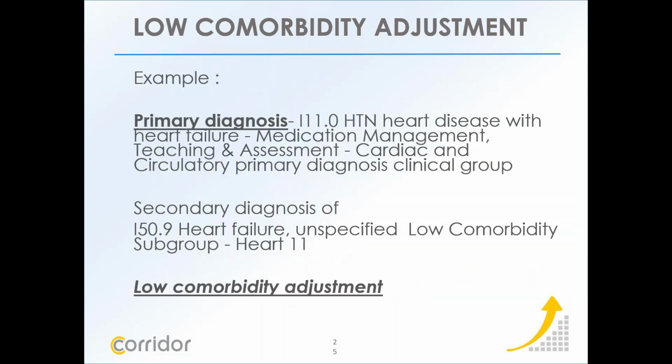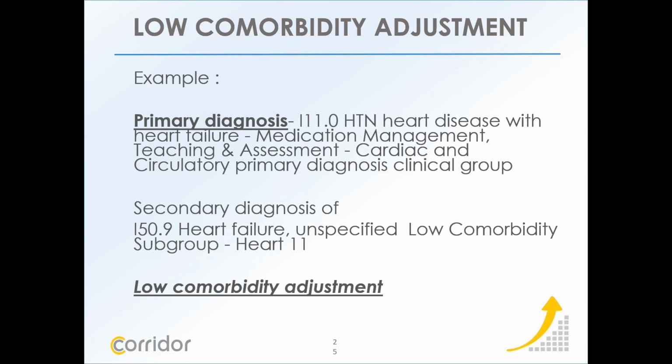So here we have a primary diagnosis of hypertensive heart disease with heart failure. This puts it into MMTA, cardiac and circulatory clinical grouping. We have a secondary diagnosis of that heart failure. That is a low comorbidity subgroup of heart 11. Because of that, that gives us I-50, that's low comorbidity, and now we have a low comorbidity adjustment with just 2 codes.